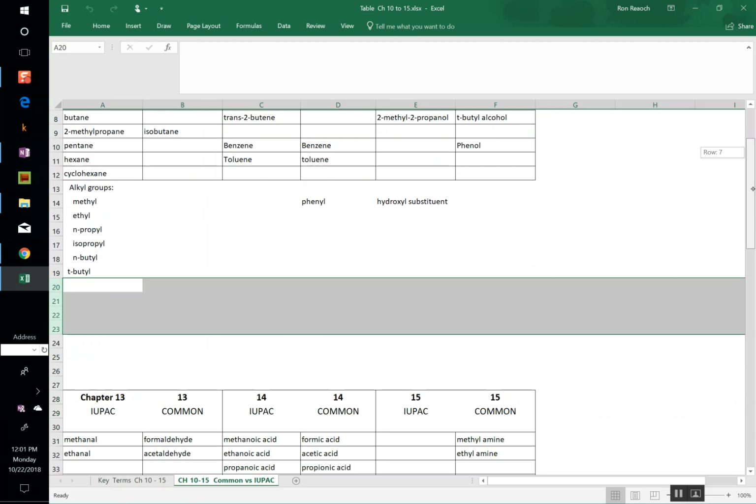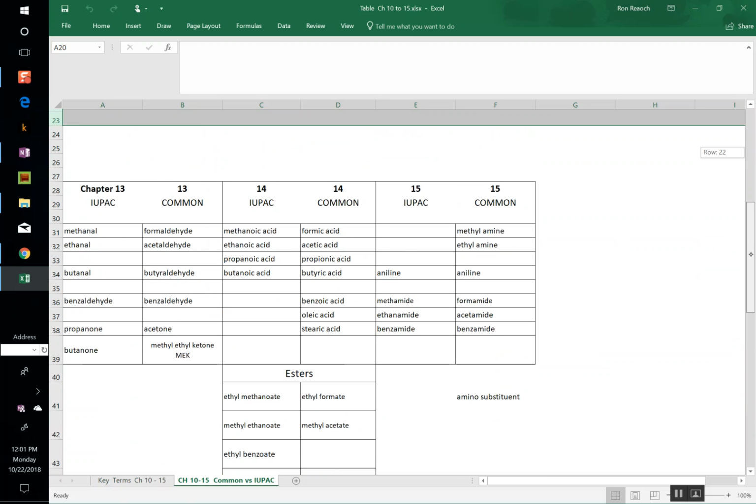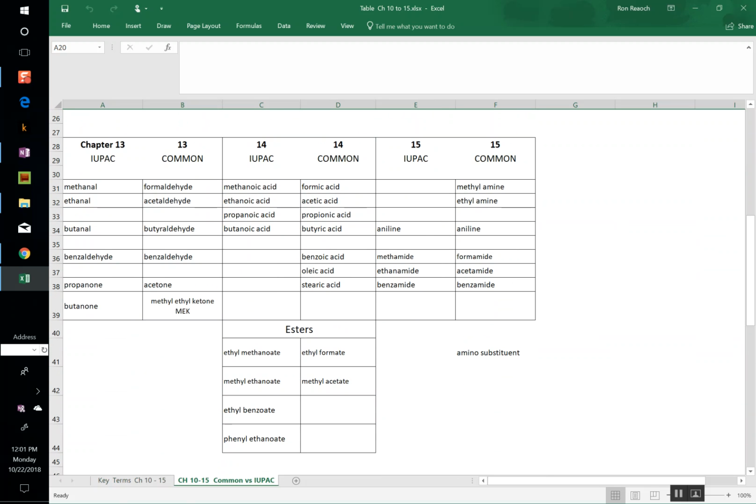So let's look at chapter 13. Probably we could start with chapters 12, 13, and 14, but let's look at chapter 13. These are the molecules that you should know: the IUPAC name, the common name, and the structure. So you should have a 3x5 card with these names on one side and the structure on the other side.